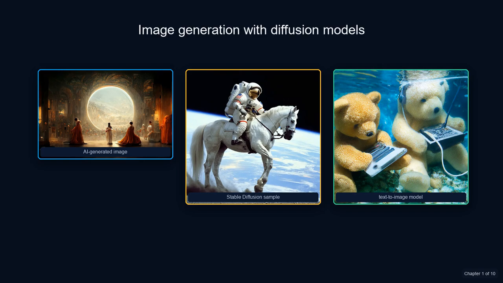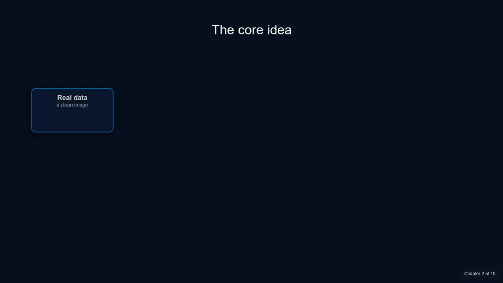Diffusion models turn random noise into photorealistic images. They power Stable Diffusion, DALL-E, Midjourney, and most text-to-image tools you have used. The trick is to pair two processes.